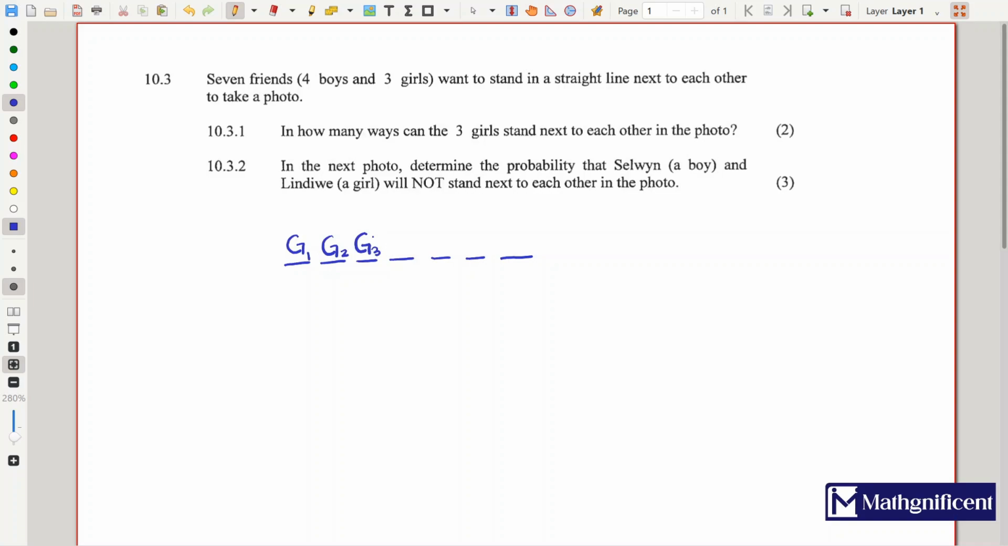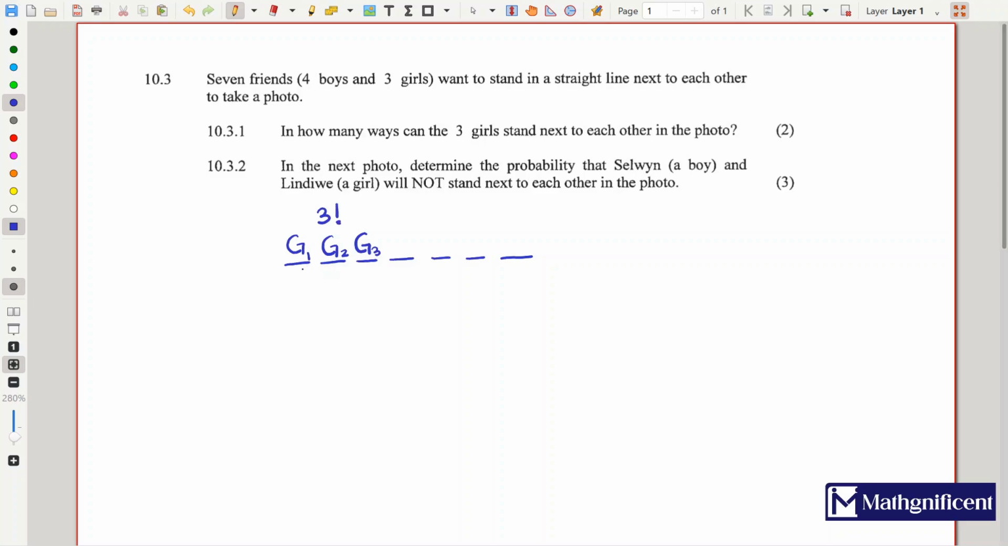So these girls should be arranged in this way. Remember, we can have girl number 3 here, or girl number 2, or girl number 1, right? I'm just trying to make a point that these girls can be arranged in any other order as long as they are next to each other. And what do we know about that? It means that these girls on their own can be arranged in 3 factorial ways.